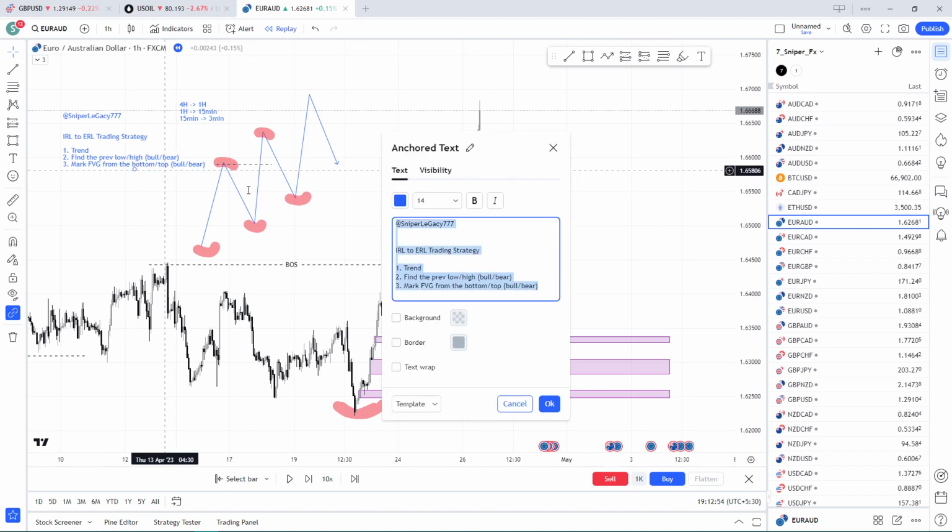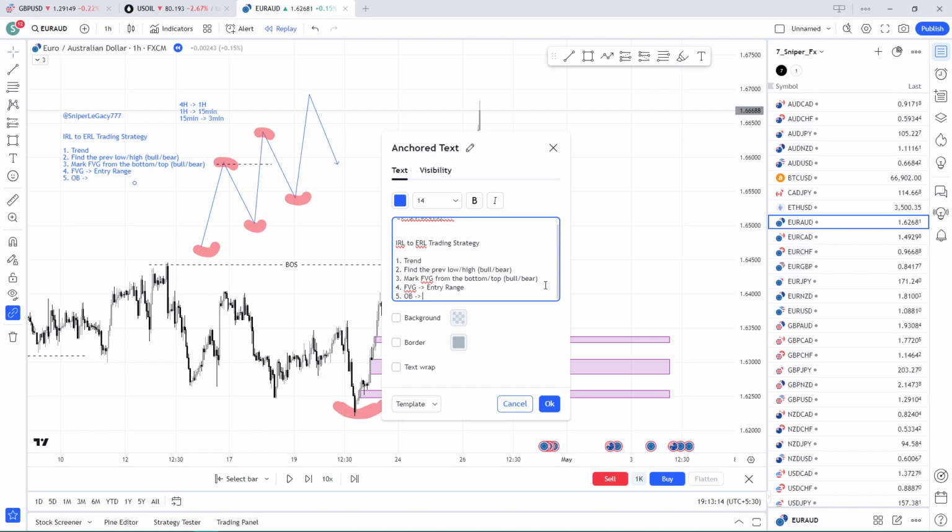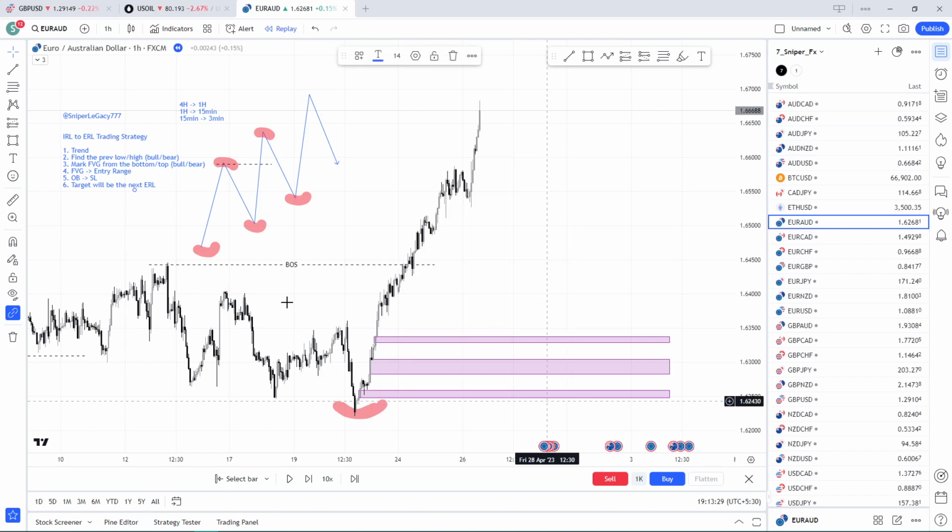The third point is mark FVG. So while marking FVG, from FVG we know our entry range. And the fifth thing is OB. We do not need to mark OB because it is quite direct that the first candle low or the high is our OB. So the OB will be our SL. Sixth one, the target will be the next ERL. Okay, so I have jotted down all the steps that are there to trade the ERL to IRL strategy.